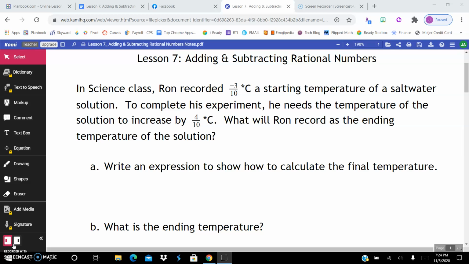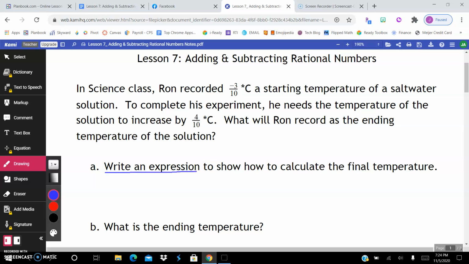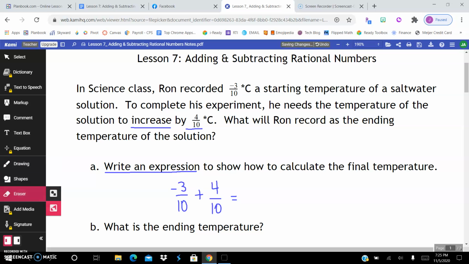So part A wants us to write an expression to show how to calculate the final temperature. Well, writing as an expression is just writing the problem without the equal sign. So he started at -3/10 of a degree Celsius, and it says to complete the experiment, he needs the temperature of the solution to increase by 4/10. So increase means go up, so we're going to add 4/10.